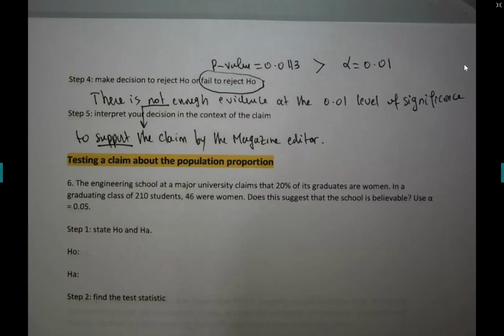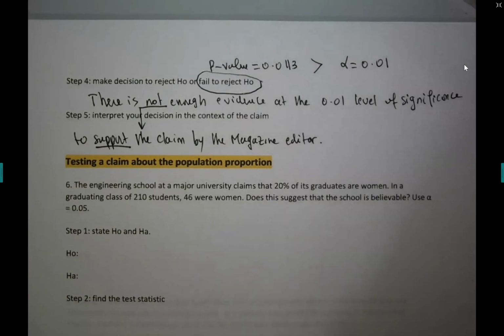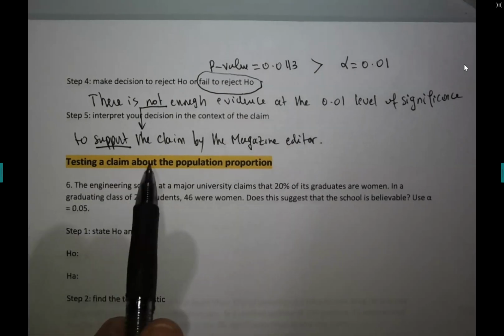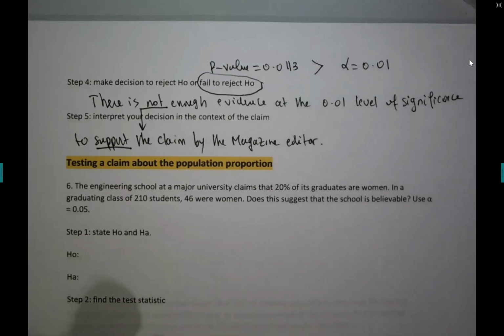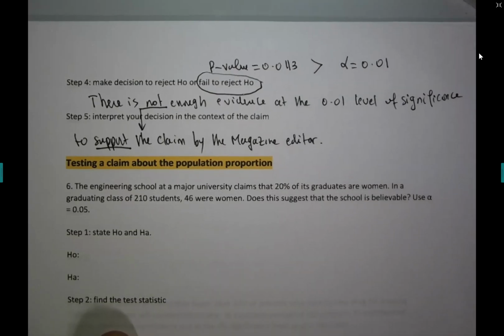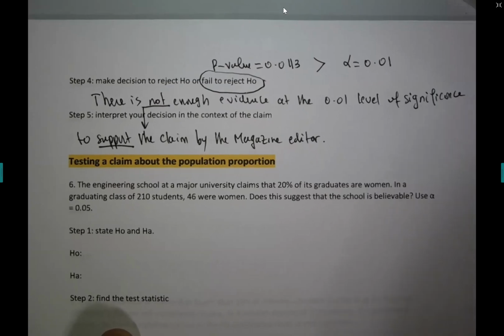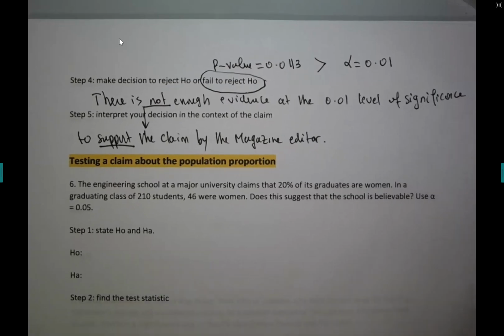Now I'm going to go to section 7.4, guys, and then we're going to review both sections with more exercises. As you can see from the title here, it's testing the claim about the proportion, not about the mean anymore. It's the proportion, so it's a P. Let me go to an example right away. The engineering school at a major university claims that 20% of its graduates are women. In a graduating class of 210 students, 46 were women. Does this suggest that the school is believable?